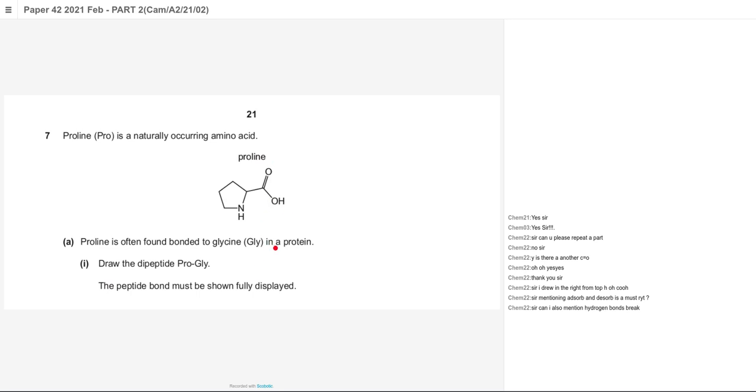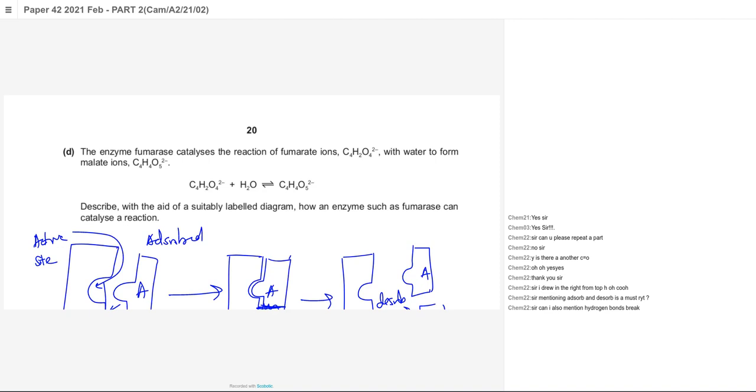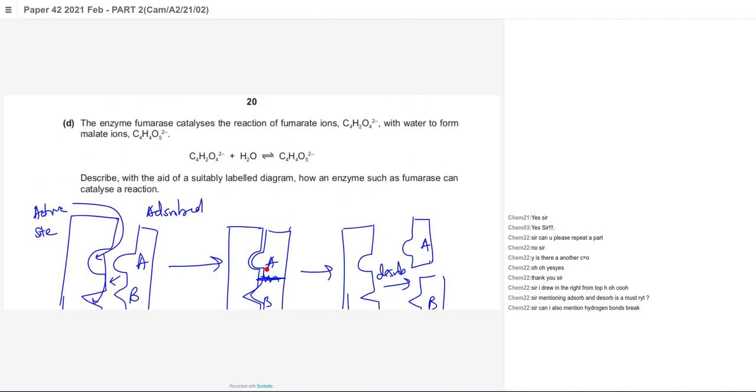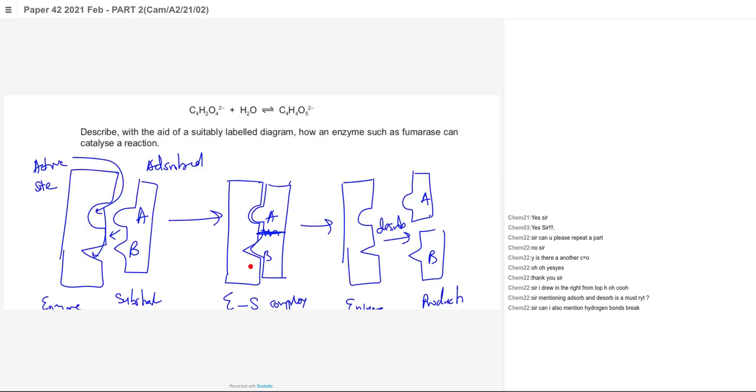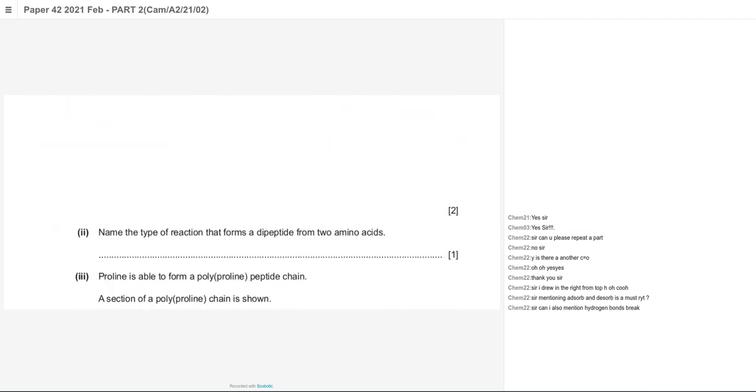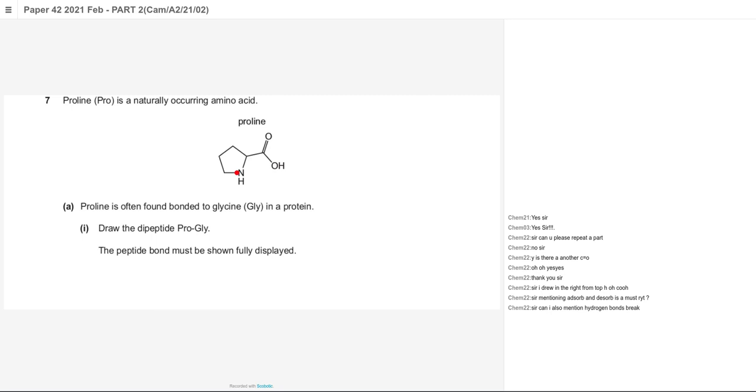Proline is often... I'm sorry, just noticed your question. Can I also mention hydrogen bonds break? No, we don't know what bonds are there in it. The hydrogen bonds. Is there hydrogen bonds here? The hydrogen bonds, yes, you can mention. Otherwise, no need. Not necessary anyway, even if there's hydrogen bonds.